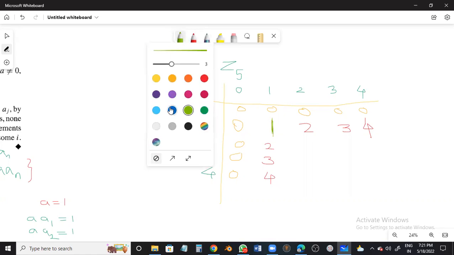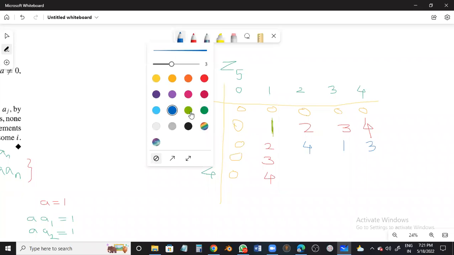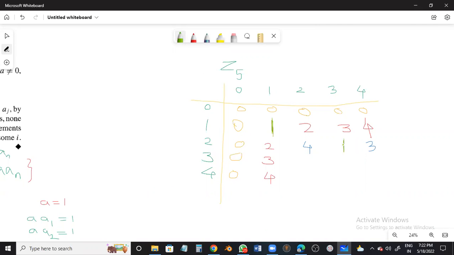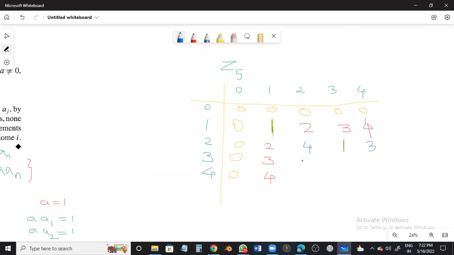Now I proceed. I multiply by 2. 2 2s is 4. 2 3s is 1. And 2 4s are 3. Because 1 is the identity, let me again change the color to green. Now I move ahead. Let me multiply by 3. 3 2s are 1, yes, again I got 1. 3 3s are 4. And 3 4s are?